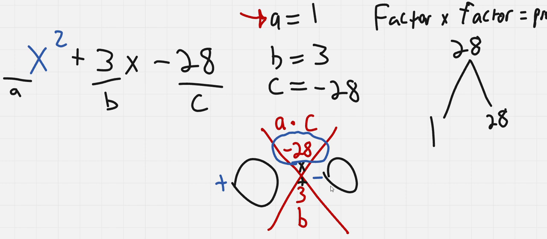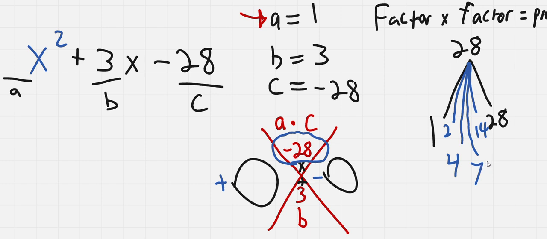And when you add a positive and a negative, you might know that it's a lot more like subtracting. So we're looking for numbers that subtract to 3. And 28 and 1 are not those numbers. I was going to go through 2 and 14, obviously not. And then we try 4 and 7, and we see that those do subtract to 3.